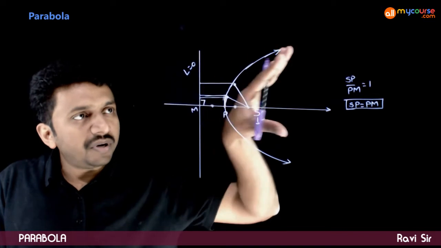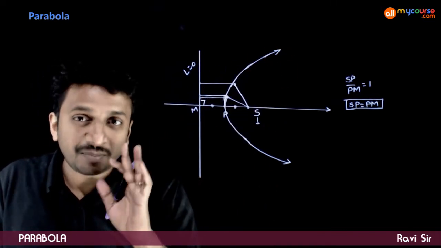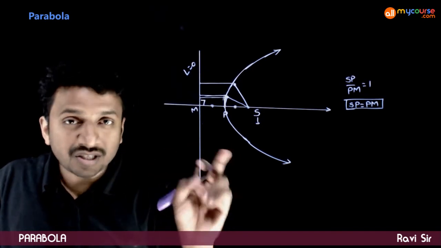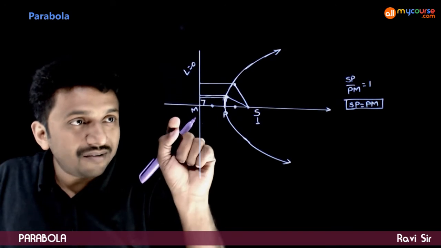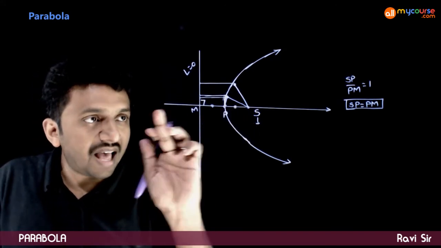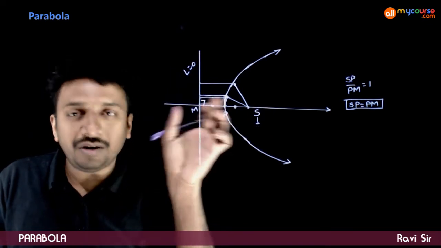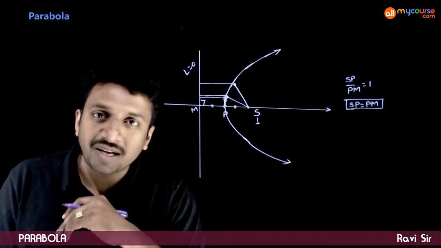So a U-shaped curve which moves away from the directrix. Remember this. A parabola looks like a U-shaped curve which goes away from the directrix and which meets the axis at the midpoint of XY. So this is how a parabola looks like.